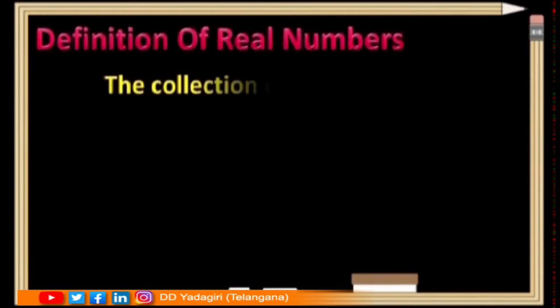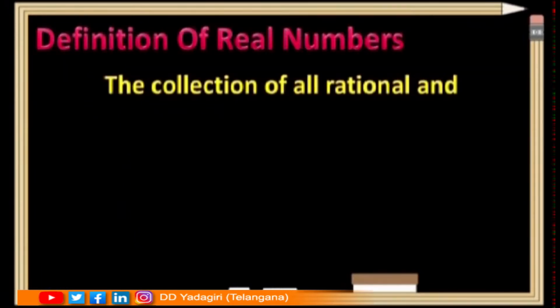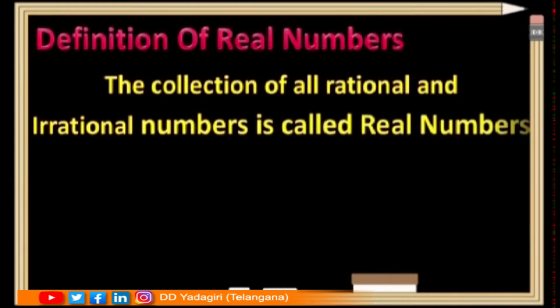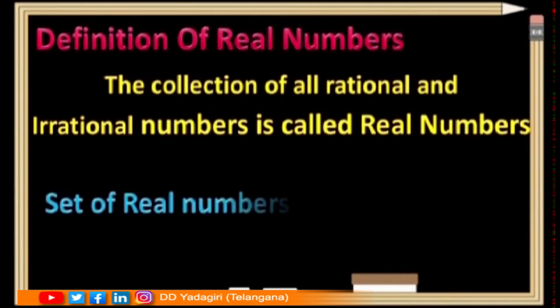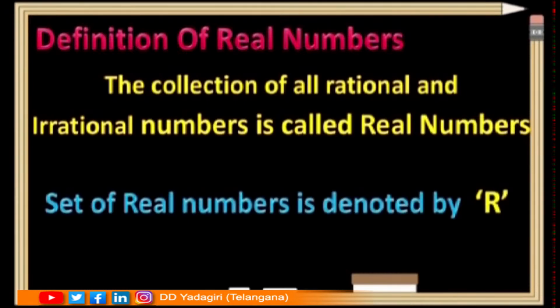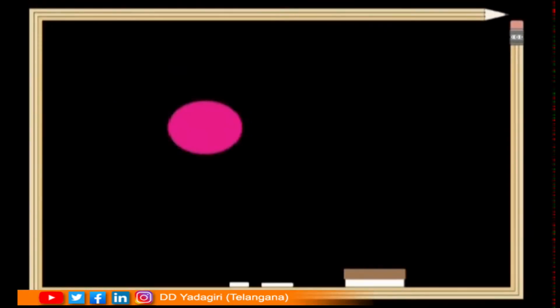Next, definition of real numbers. The collection of all rational and irrational numbers is called real numbers. The set of real numbers is denoted by the letter R. And also here we can see the total number system in a single frame.